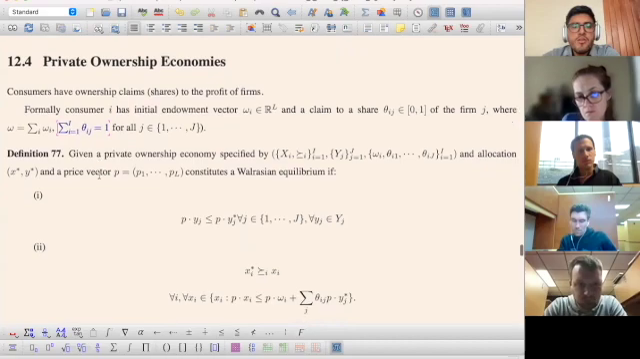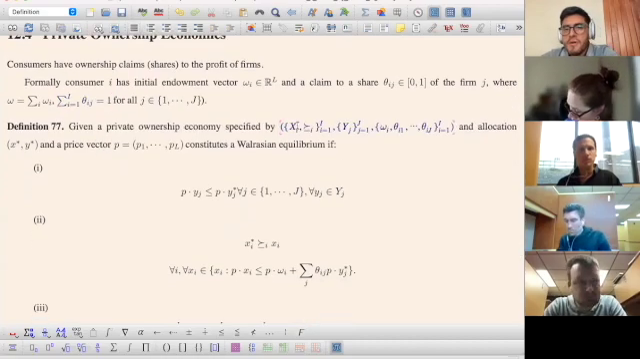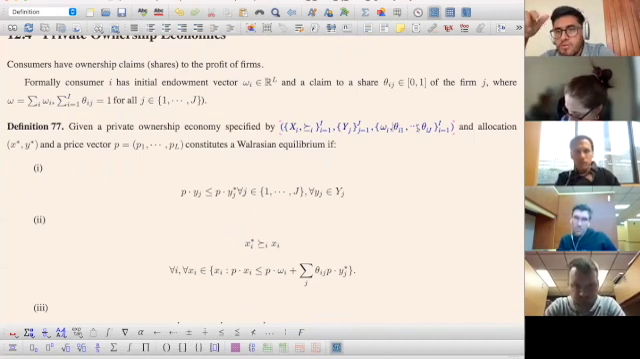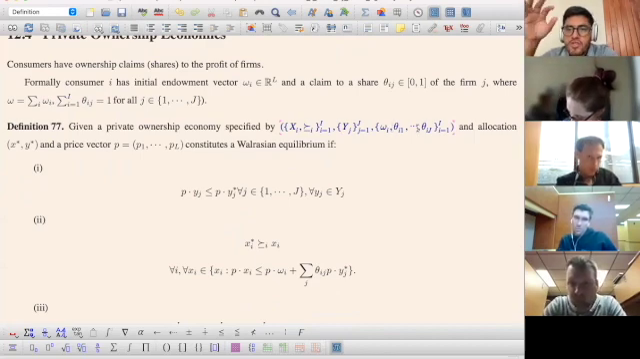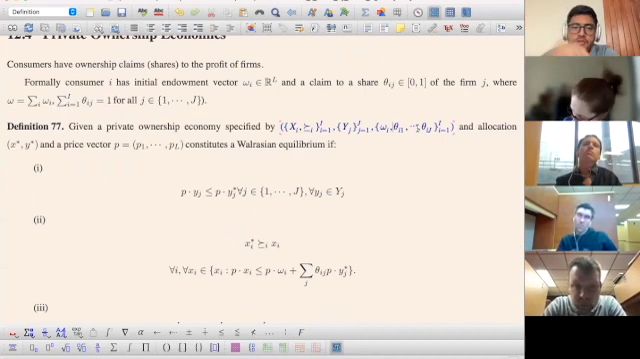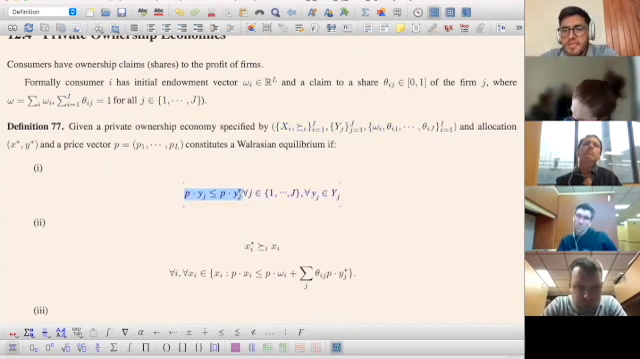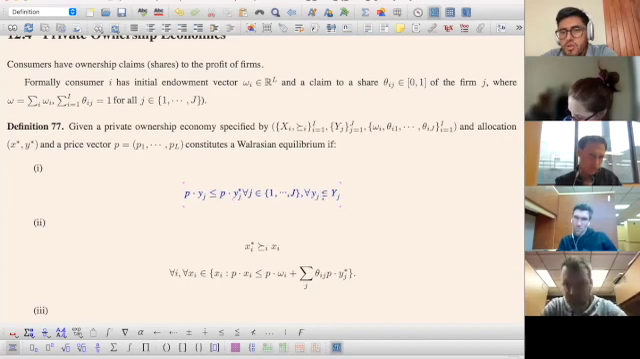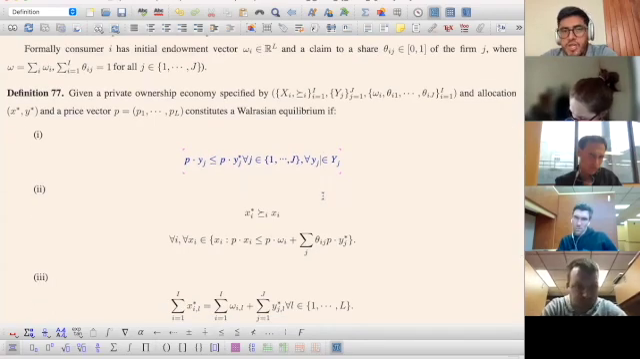So now, given a private ownership economy specified by the triple preferences, production plans, endowments, and the shares of the property structure, an allocation X star, Y star, and a price vector P constitutes a valuation equilibrium if three things happen. First, production plans are profit maximizing. So essentially this inequality says that the production plan Y star is profit maximizing. It's the highest profit possible within the feasible allocations given the production plan of each firm J.